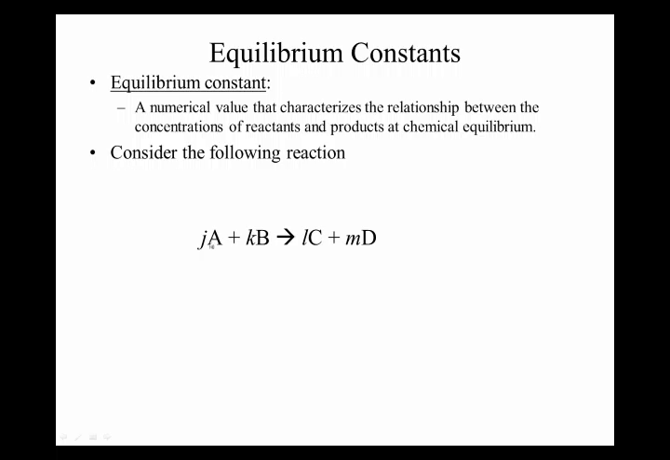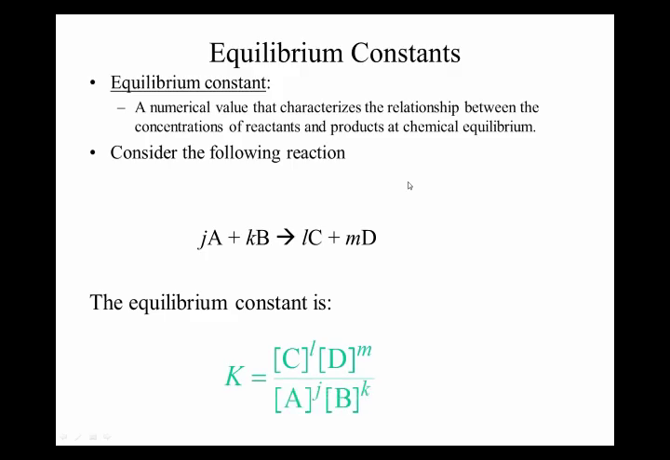So A, B, C, and D are the reactants and products. J, K, L, and M are the chemical coefficients. I think your book uses slightly different letters, but it's not really relevant. It's the same exact formula overall. The equilibrium constant ends up being this. K, which is our symbol representing the equilibrium constant, is the concentration. So when we put something in brackets like this, this is saying the molar concentration. So the concentration in molarity.